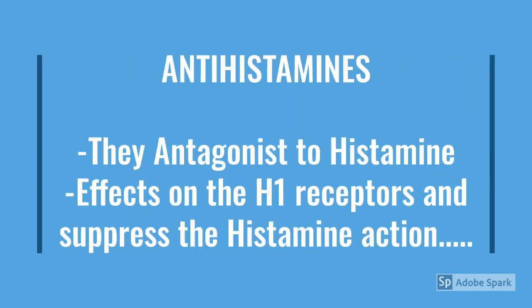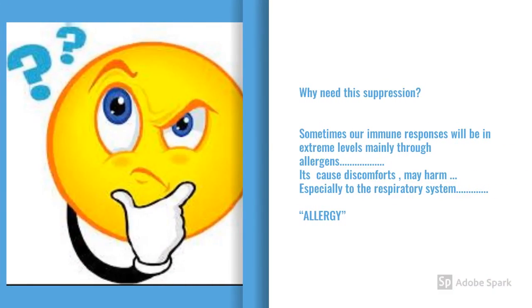Now, let us see what is antihistamine. They are antagonists to histamine. What is an antagonist? It is a substance or drug that acts against and blocks an action. This antagonist to histamine mainly affects H1 receptors and suppresses the histamine action.